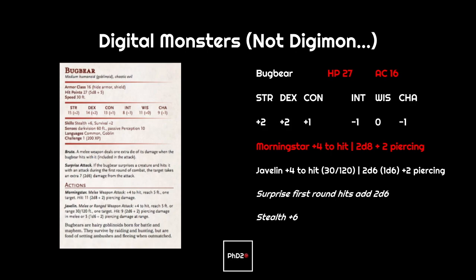Next up, at the bottom, I do include the extra things I think I might need. So surprise, first round, if the Bugbear hits, they get to add 2d6 to the attack. They also have a +6 to stealth. Now, there's a lot of things I didn't include. The Bugbear also has a +2 to survival.